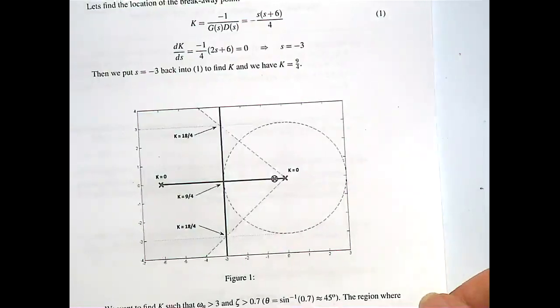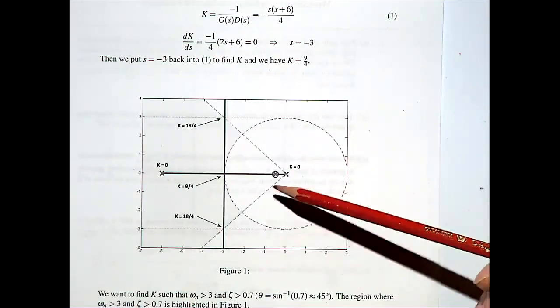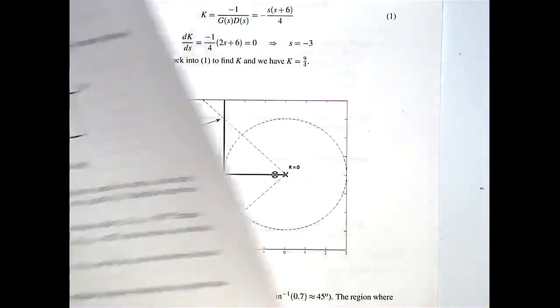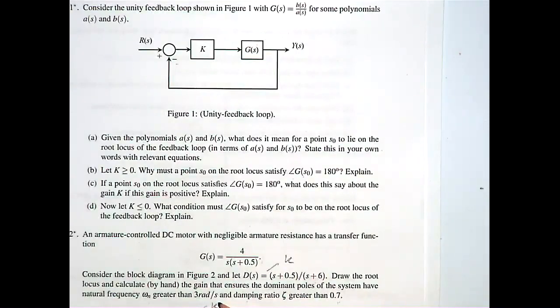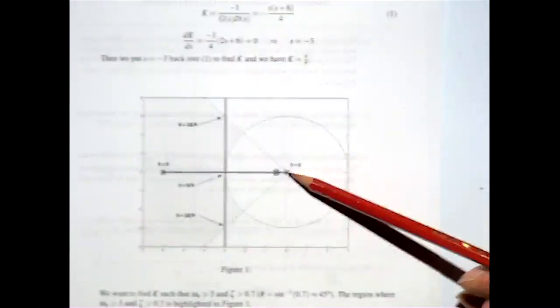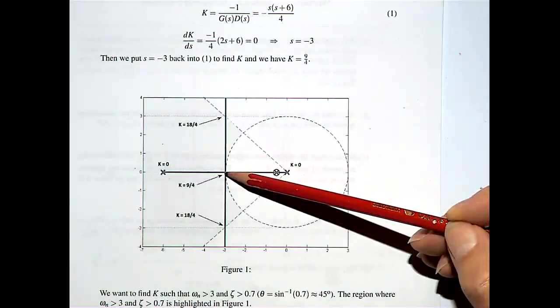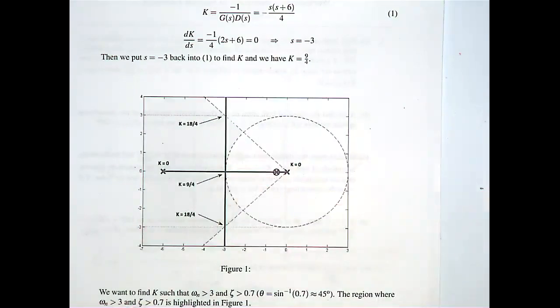So what are these two regions? Well, the maximum omega n greater than 3 radians per second would mean what? That we should be outside the circle of radius 3. But circle of radius 3, starting at the origin, right, would exactly pass through this point minus 3. It's the radius 3, right? That's it.